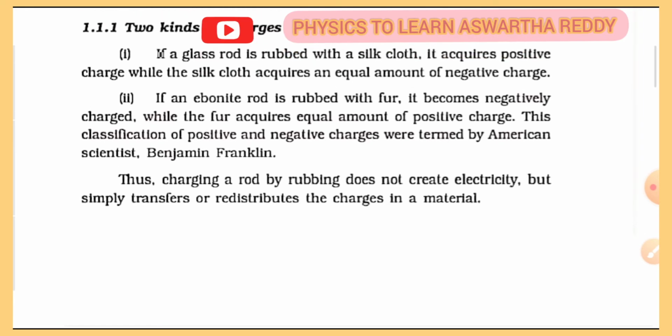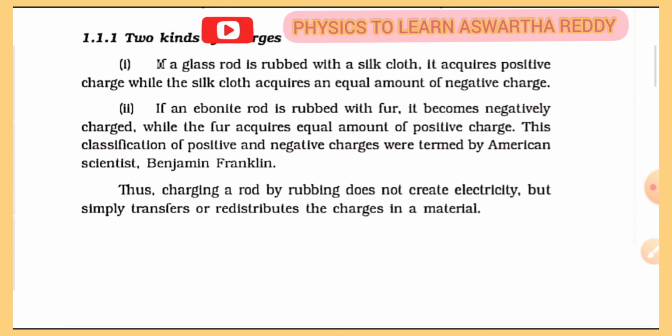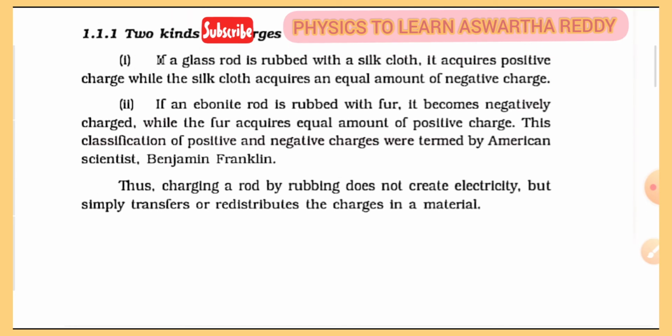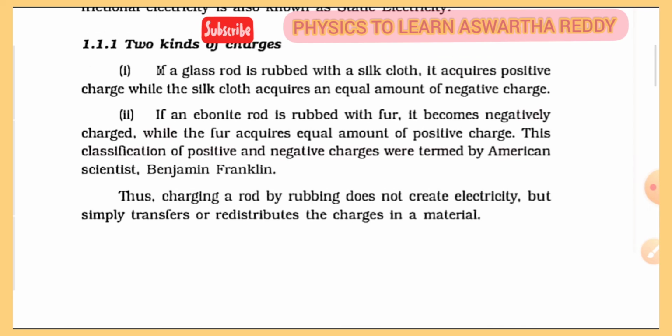That means charges can be transferred from one body to another body. We cannot create or destroy them; they simply transfer from one body to another. If a body loses electrons, it is a positively charged body. If a body acquires an excess of electrons, we call it a negatively charged body.